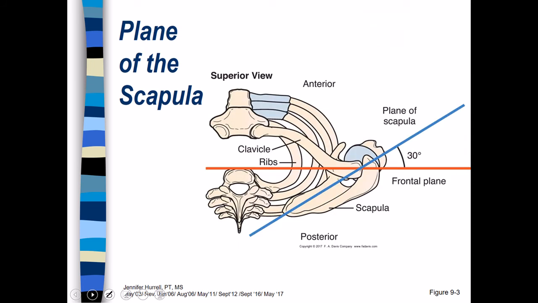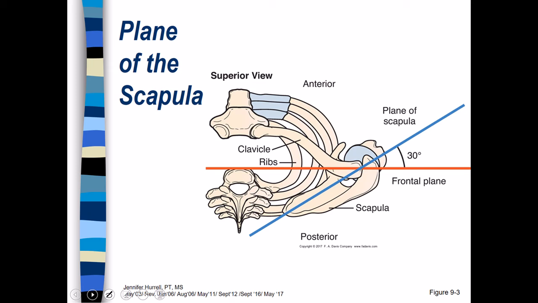All right, as we look at the scapula and how it rests on the rib cage, we look at what we call the plane of the scapula. This red line represents the frontal plane. Everyone's oriented to the picture, by the way. This is a cut-through view looking straight down through the rib cage and the scapula. So this is the frontal plane. We learned about the frontal plane last week. It divides the body into front and back halves. The plane of the scapula is represented by this blue line.